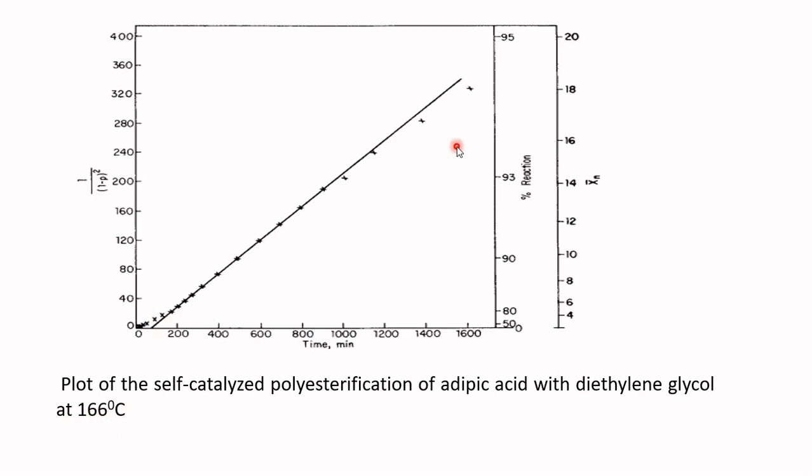But in fact, the linear portion corresponds to only a relatively narrow range of conversion, roughly from 80 to 93%. Deviations at lower conversions are attributed to a change in the polarity of the reaction medium as the monomers are converted to a polymer, and the deviations at higher conversions to an increase in the rate of reverse reactions.